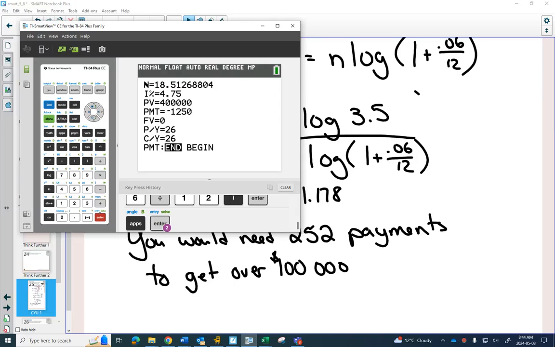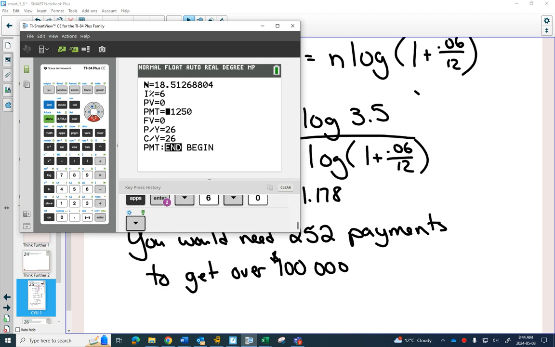N is the number of payments. So that's what we're going to solve. I'm going to leave that number in there. In this case, our interest rate was 6%. And in the program, you don't put it in as a decimal. We have a present value and a future value. For this one, we started with $0 and we put payments of $200 away each month.